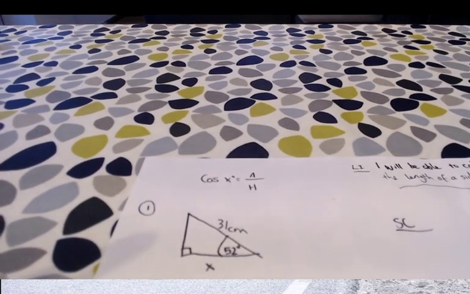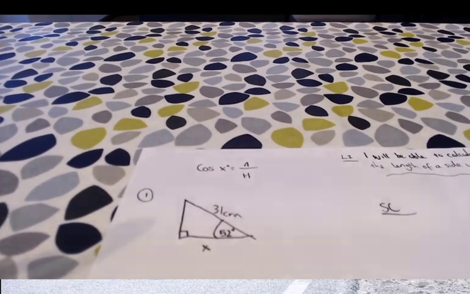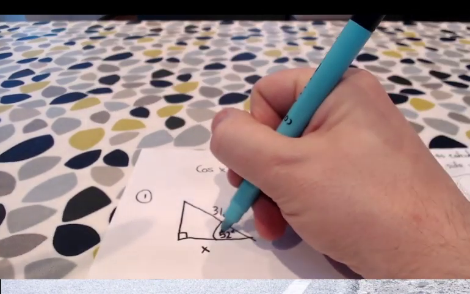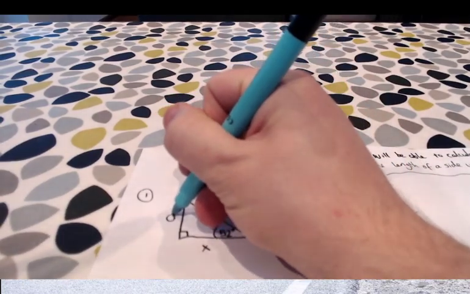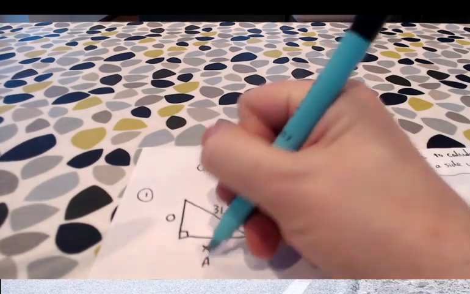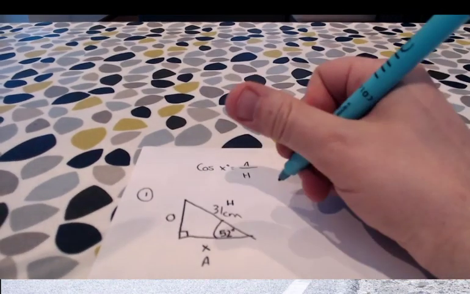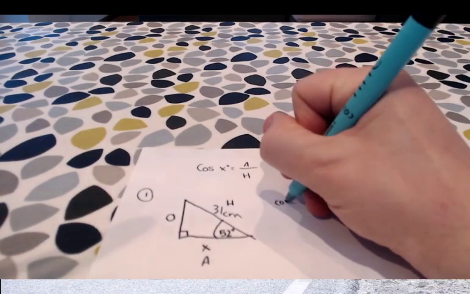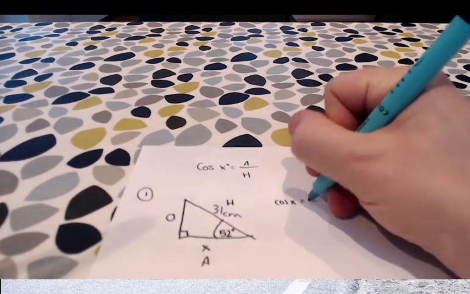Question number 1. So we'll start this the same as we start all of them by labelling the sides. So I'm standing at the 52, so that side is called the opposite. The hypotenuse is always opposite the right angle box, and then that one's left as the adjacent. Step 2, we write down the rule. Cos x equals adjacent over hypotenuse.